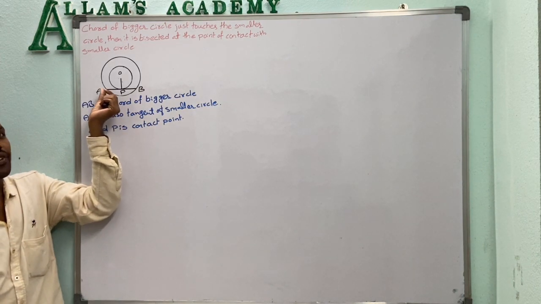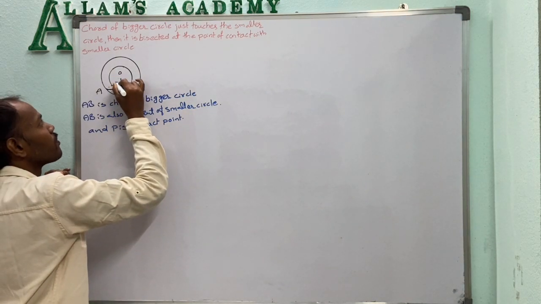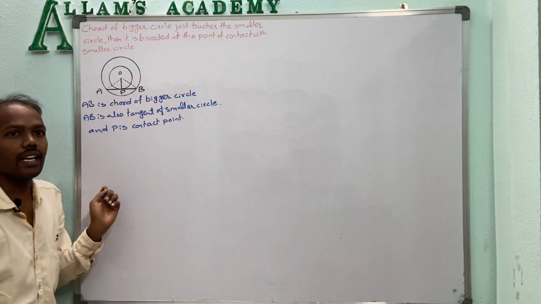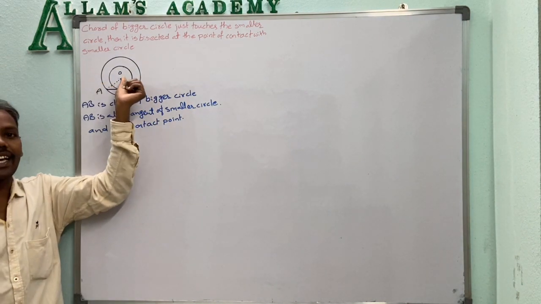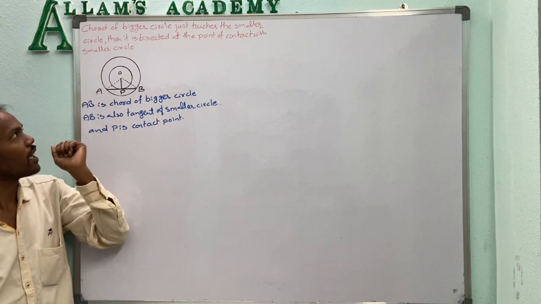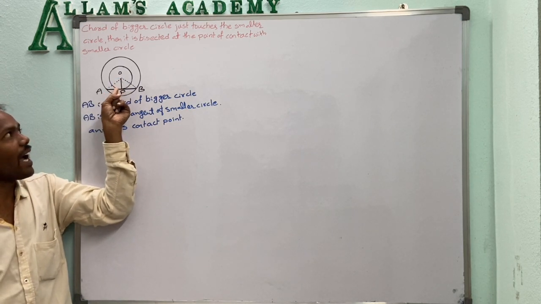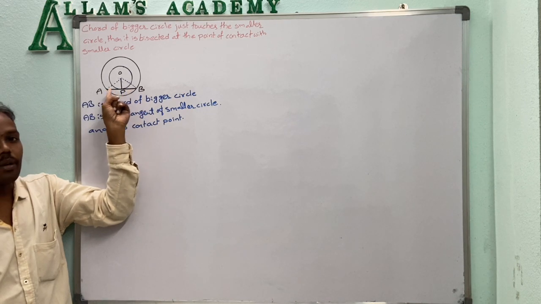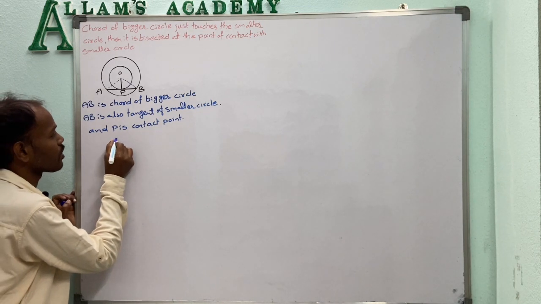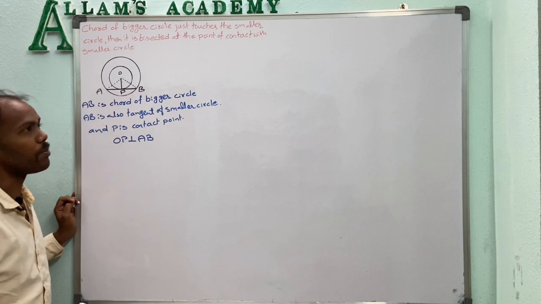Now here if we join OA and OB, OA and OB lengths are equal. Why? Because they are the radii of the bigger circle. Now OP is a radius and AB is tangent touching the smaller circle. So we know that OP is perpendicular to AB.